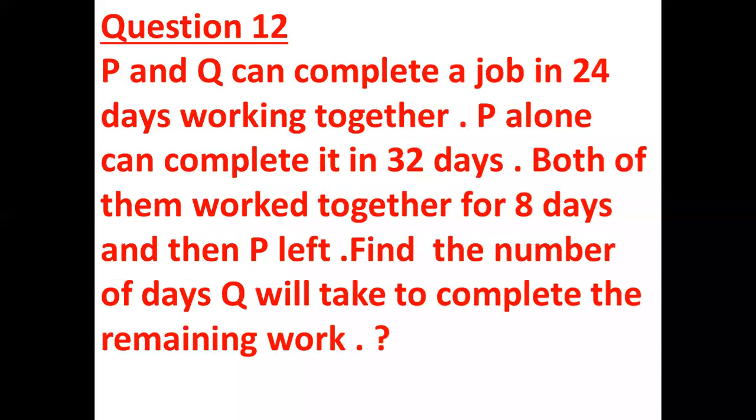Okay. Let's come to one last question. P and Q can complete a job in 24 days working together. P alone can do it in 32 days. Both work for 8 days and then P left. Find the number of days Q will take to complete the remaining work. This is important. So you will find how much work is done by both P and Q in 8 days. And then P left. You have to find in how many days Q will do the remaining work.